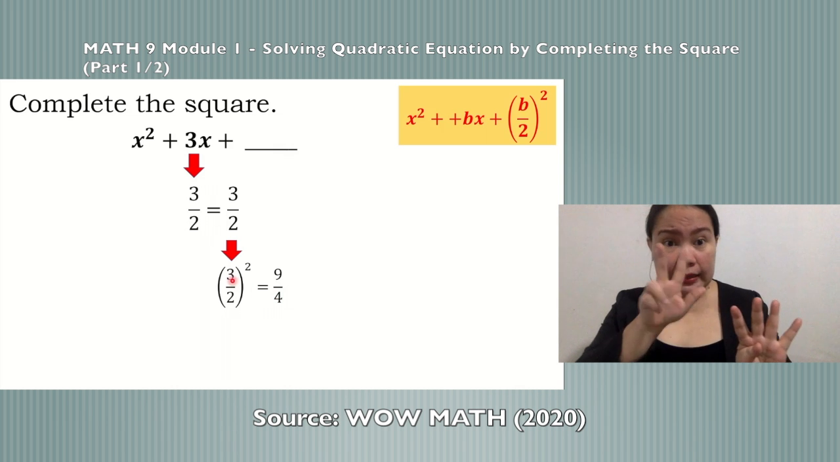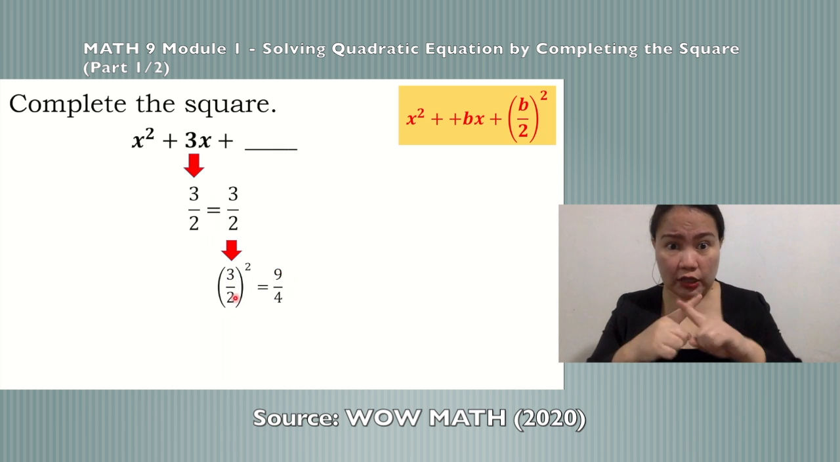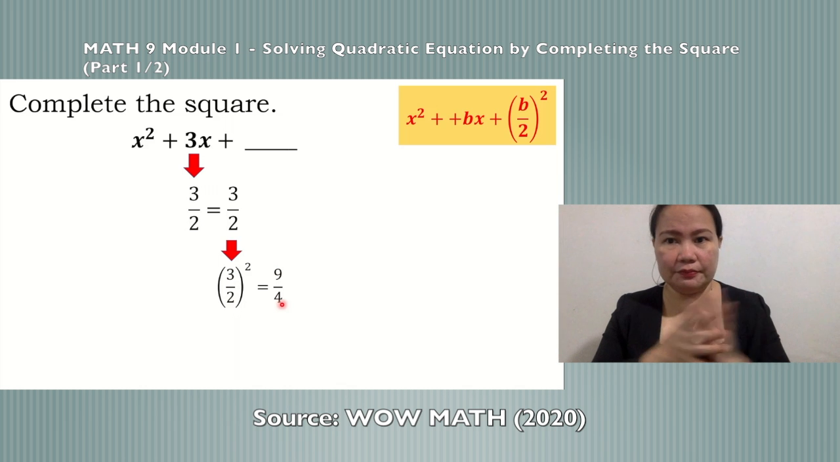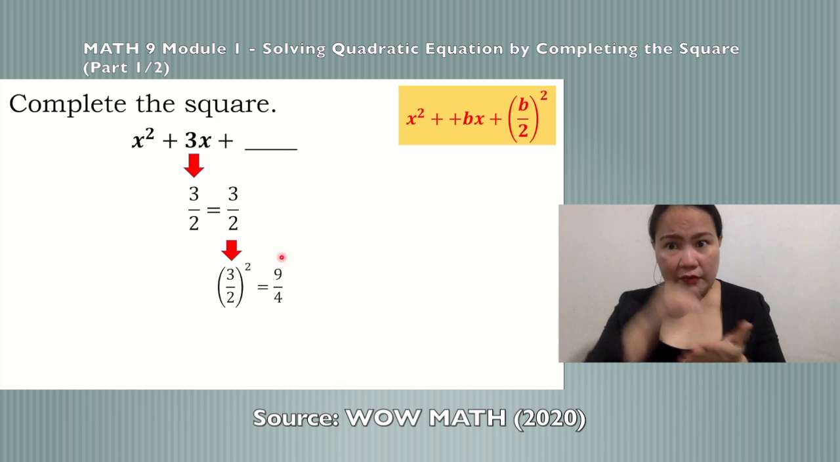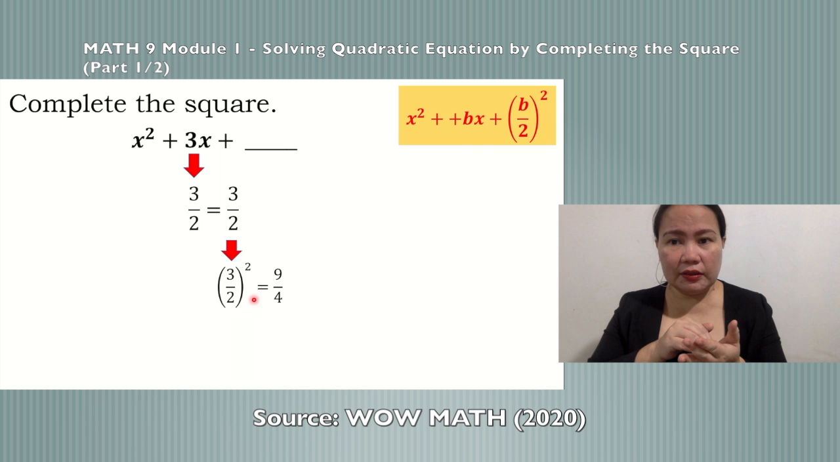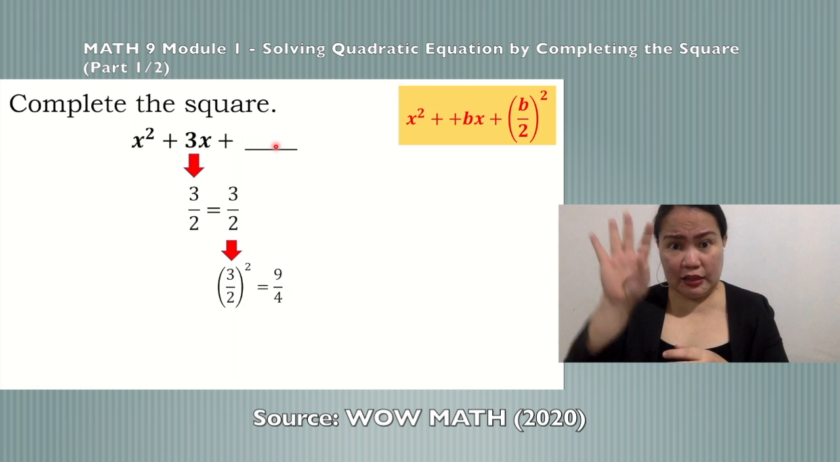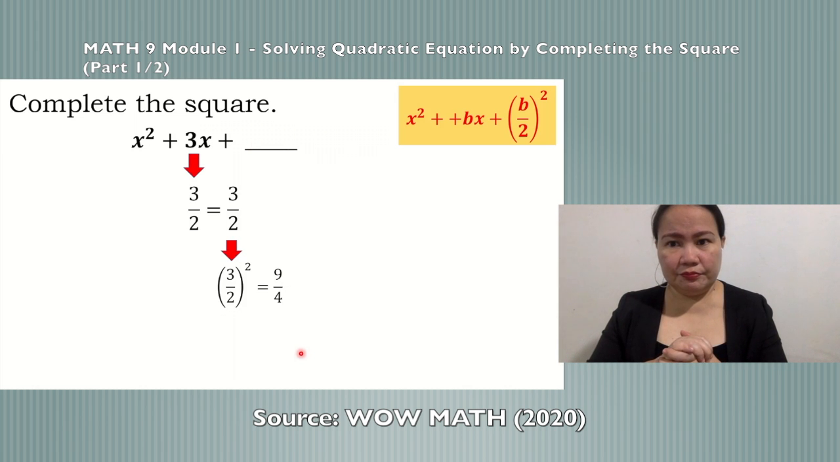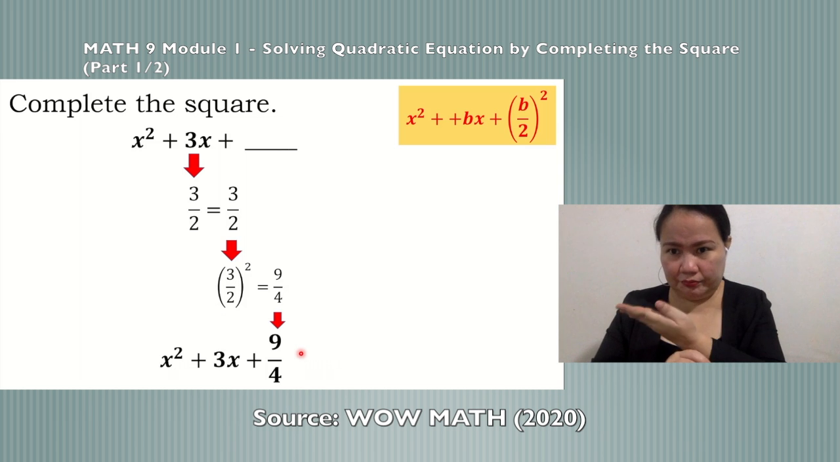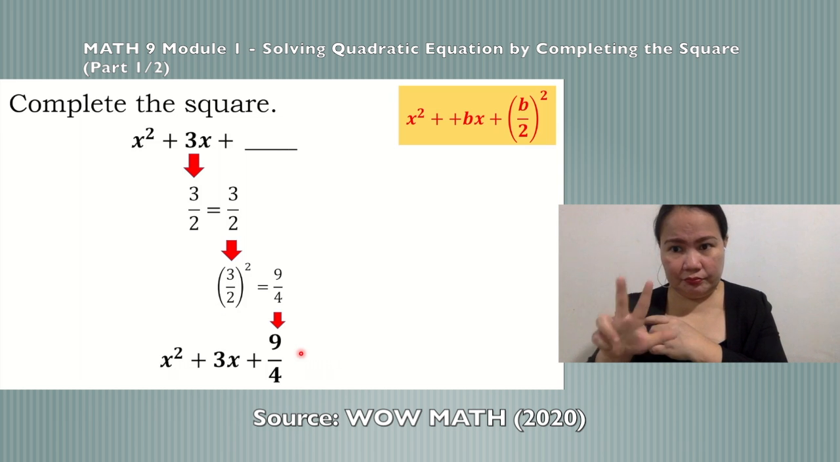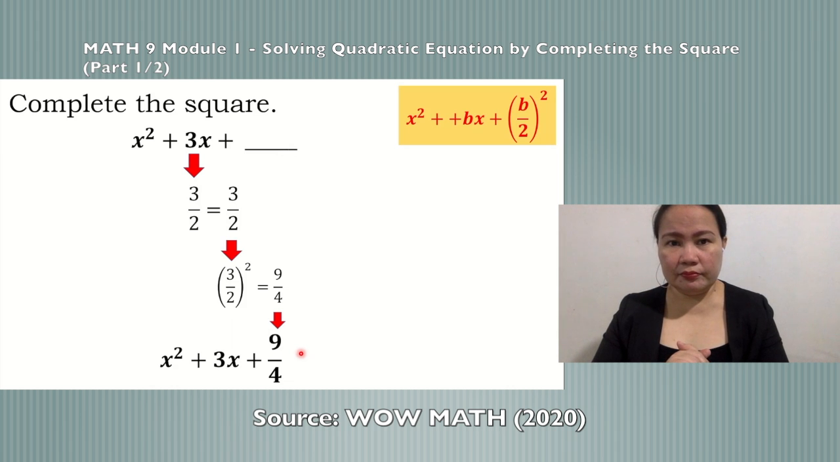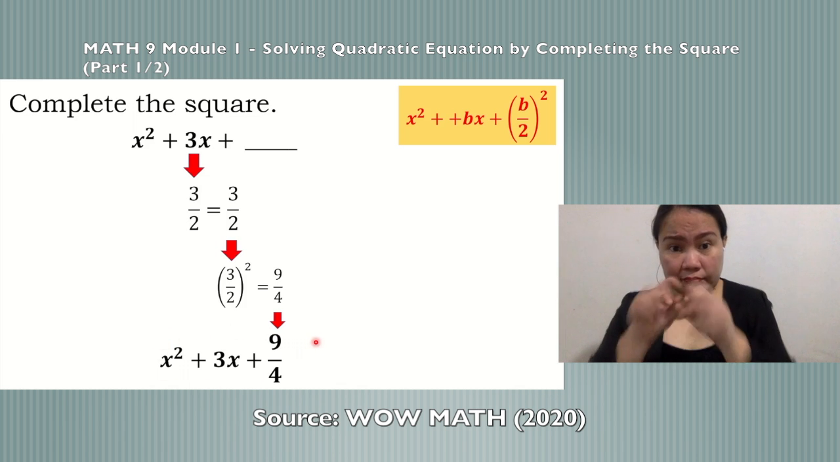Bakit? 3 times 3, that is 9. 2 times 2, that is 4. So, again, nakuha na natin yung squared. So, alam natin na ang idadagdag natin dito sa expression na to is 9 over 4. So, ano nang magiging expression natin? X squared plus 3x plus 9 over 4. So, ito ay isa ng perfect squared trinomial.